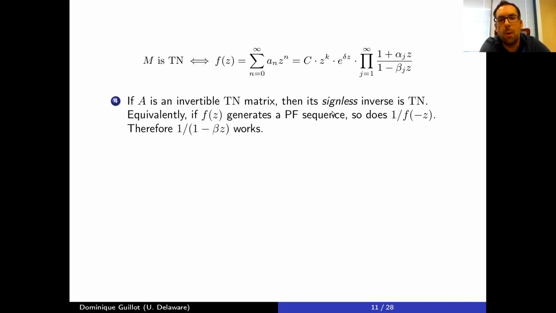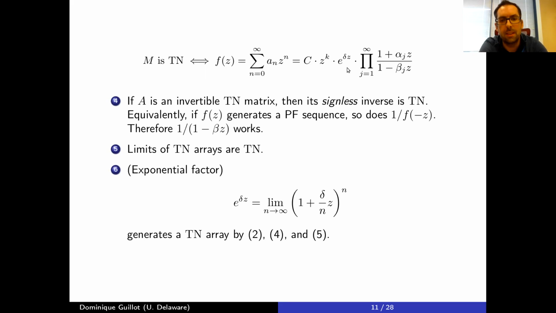So now, what if I take limits? This is also very easy. The determinant is continuous. So if you take a limit of Tn arrays, this is Tn. Therefore, we can go from a finite product to an infinite product. And now the only thing we're missing is this exponential factor. Why does this generate a Tn sequence? This is just the simple observation that the exponential can be written as this limit.